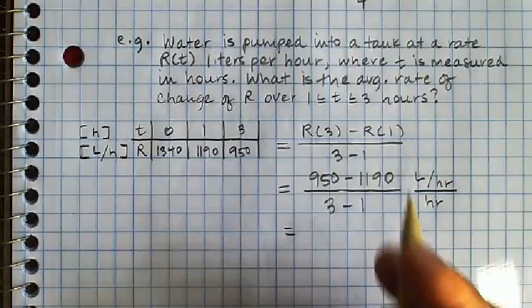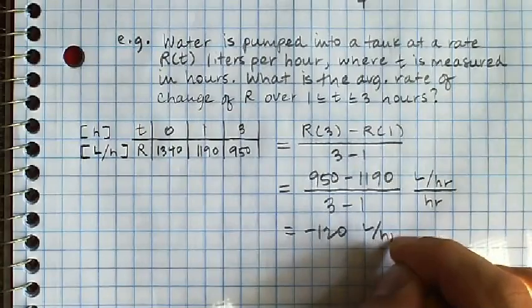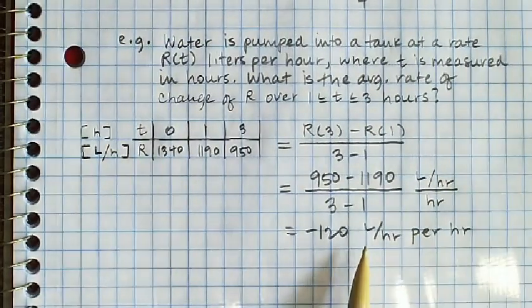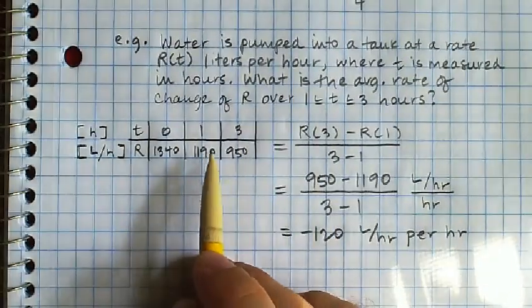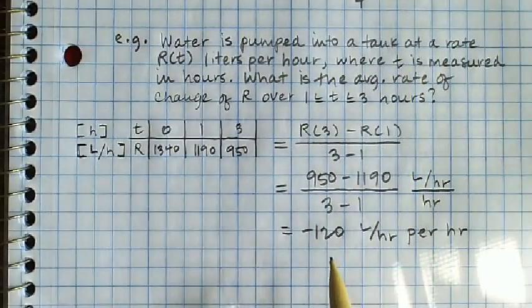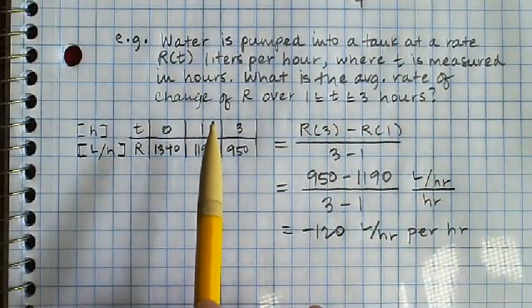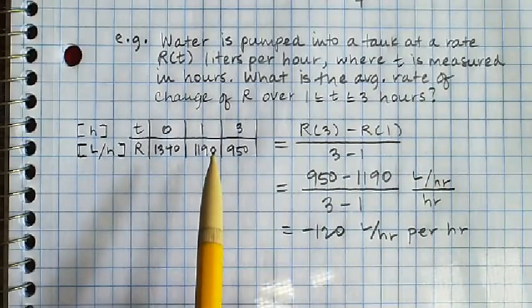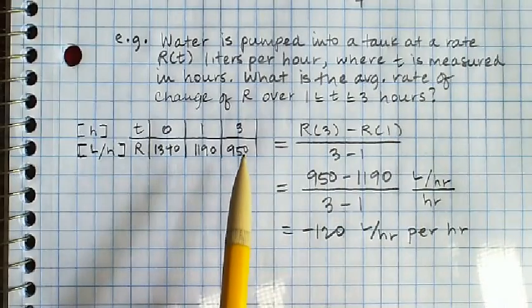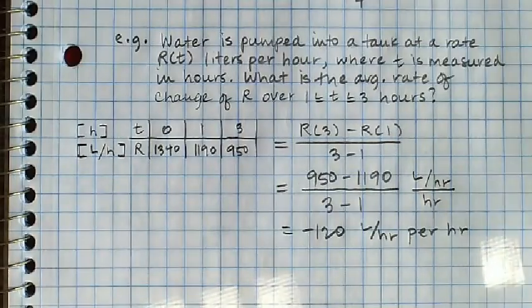Okay, so it's negative 240 divided by 2, and that's negative 120. And what you're going to find that this means is that over the course of the time interval 1 to 3, the rate at which water was getting pumped in was decreasing 120 liters per hour each hour, right? Because over the course of 2 hours, the rate decreased from 1190 liters per hour to 950 liters per hour, which was a decrease in 240 liters per hour over the course of that 2-hour time interval. And that's the average rate of change.